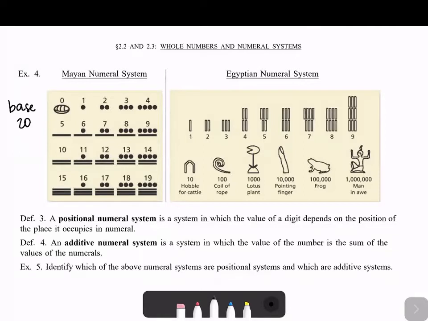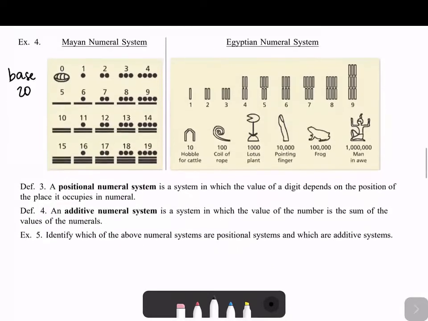So this one has different symbols for 0 to 19. Notice this one does include 0. So this one is a positional system. A positional system, right, is defined right here. A positional system is a system in which the value of a digit depends on the position of the place it occupies, right? Our normal European system is a positional system because we have different places, right? Our place value system.